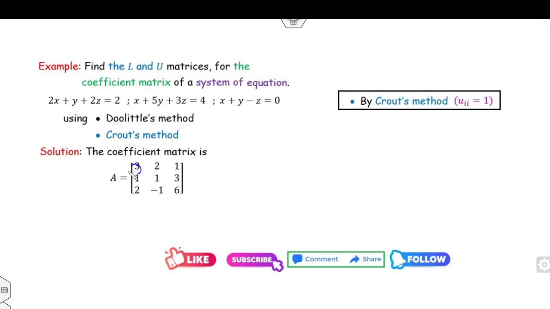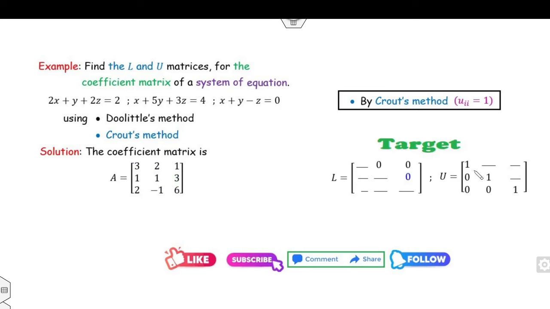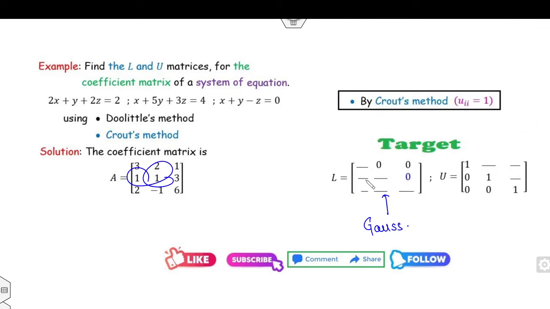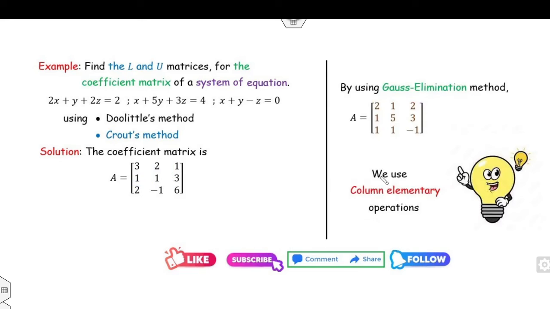Now you can solve this same problem by using the Crout method. That means your target is to write Uii as 1. So we can apply the Gauss elimination method to convert the matrix into L. Now since my target is to make upper values 0, that means your target is to perform Gauss elimination using the column operations. What is the meaning of that? My target is to make these two values 0.